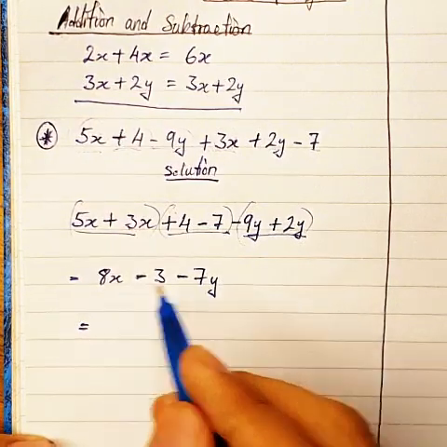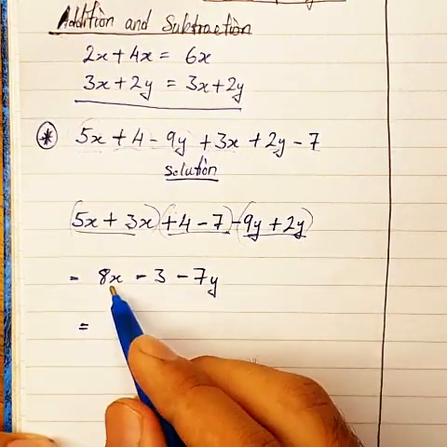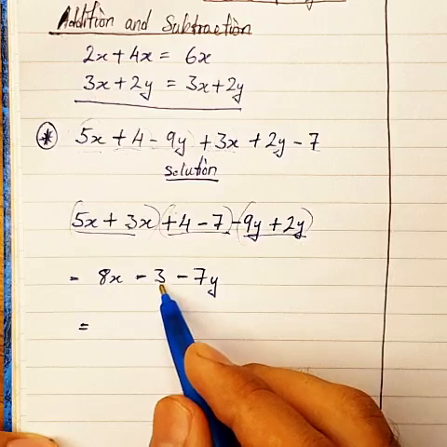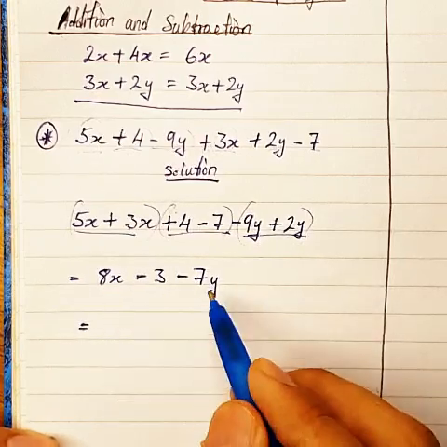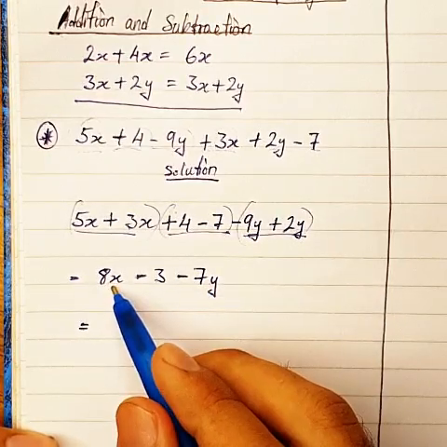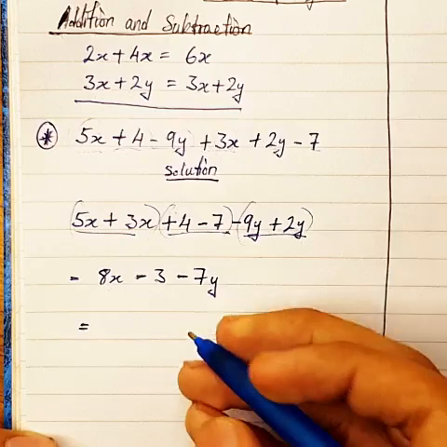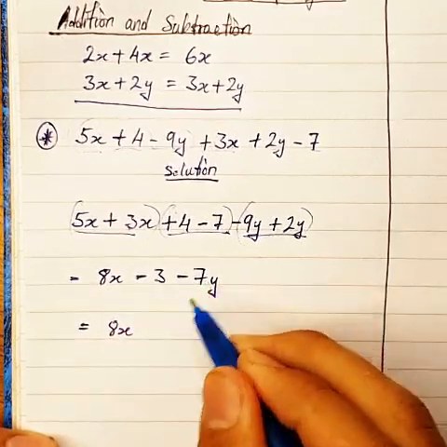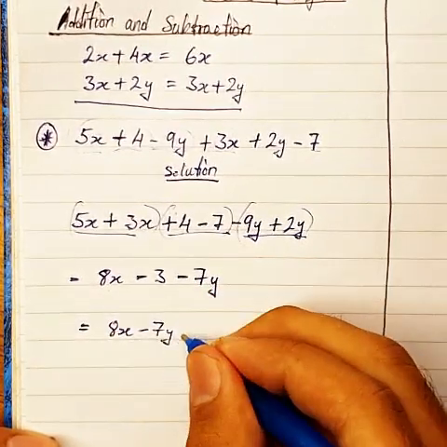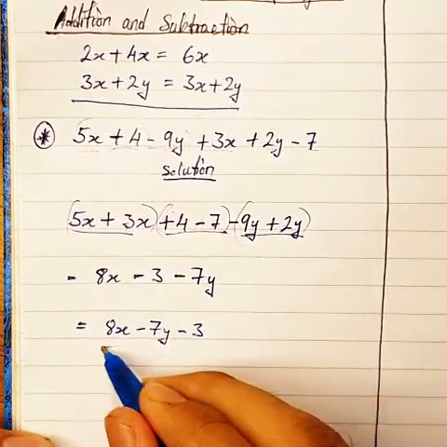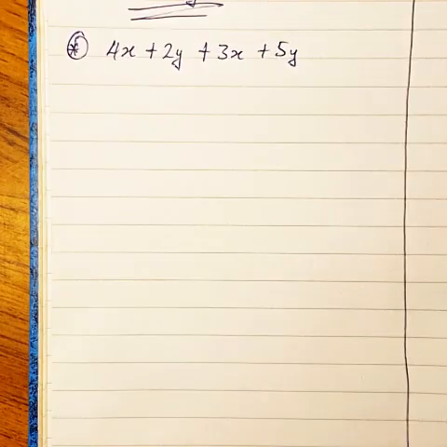Now for example here, this and this one carry a variable, so they are heavier than the one that is empty. After that, we consider the alphabetical order of the appearance of the letters in the alphabet. So x appears before y, so we write 8x, then minus 7y, then minus 3. So that's how we go about this. Yeah, let's get another question.